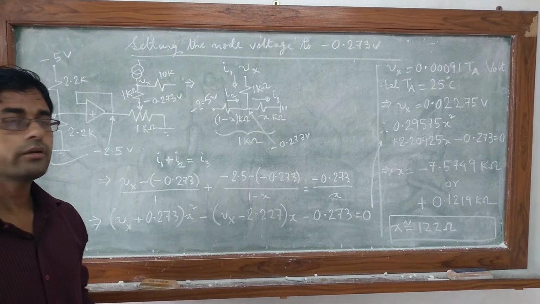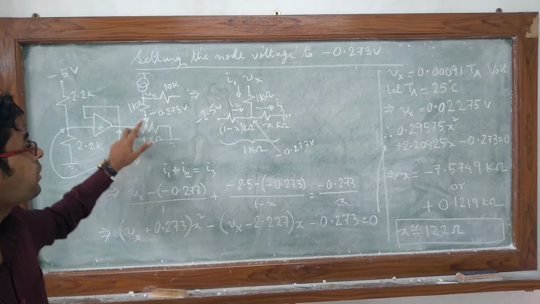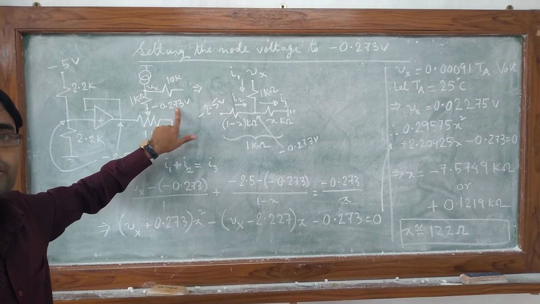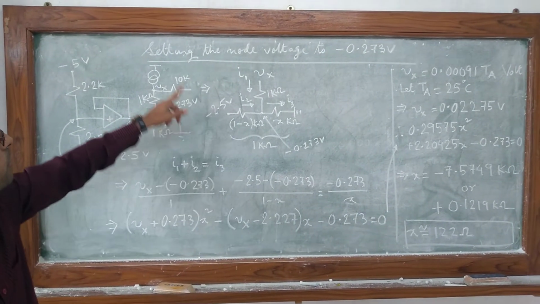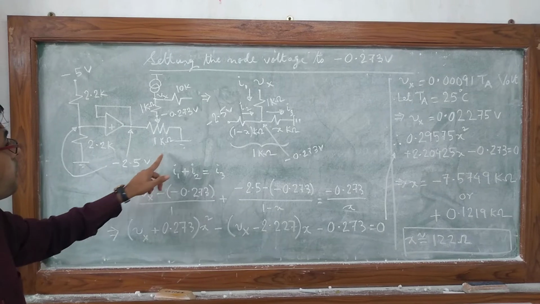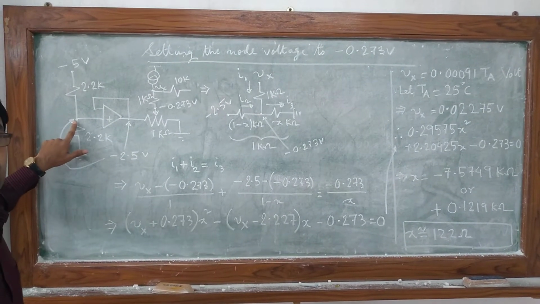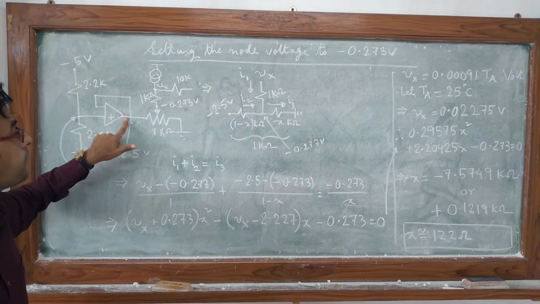Now we will look at how we can vary this potentiometer in order to set the voltage at this node to be equal to minus 0.273 volts. And if we can remember from this particular portion of the circuit, the voltage at this node was equal to negative 2.5 volts, which is the same as the voltage at the other end.